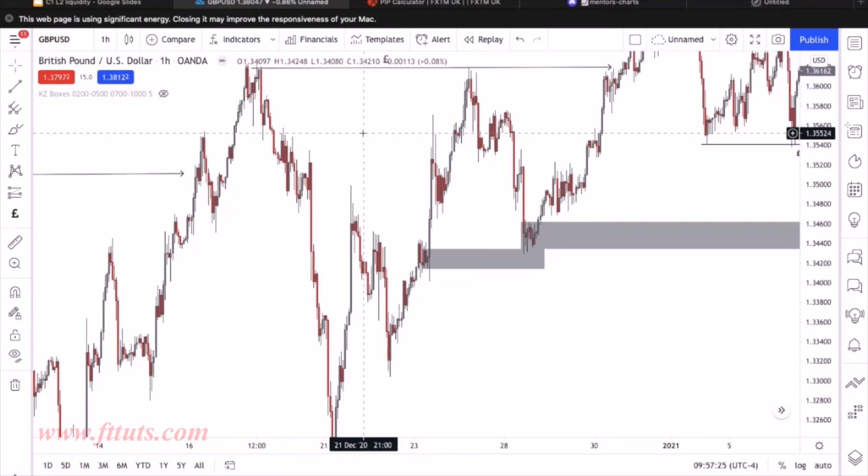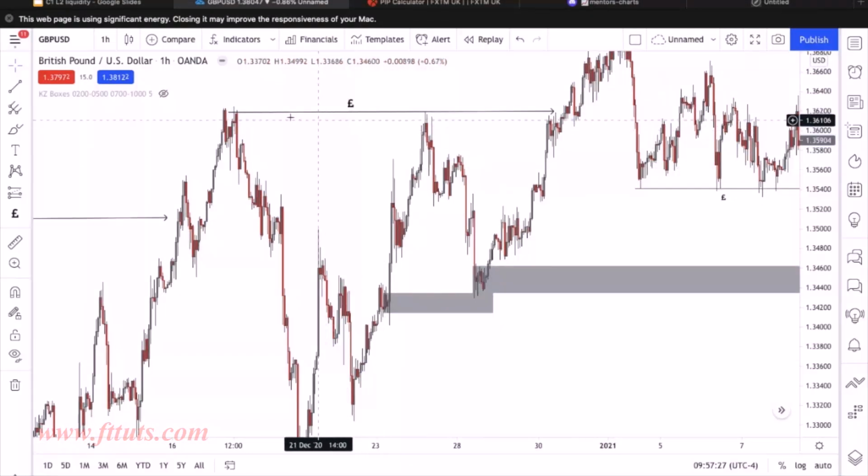So as we can see here, GU, right? What did GU create right over here? A double top, correct? An equal high. Now when we identify an equal high, what do we know that is? An area of liquidity, right?